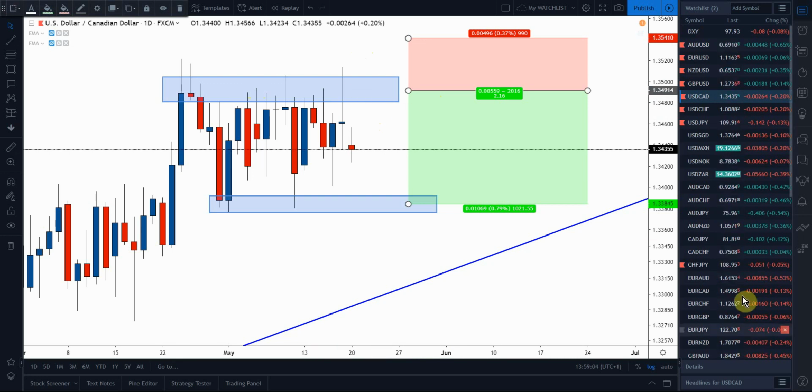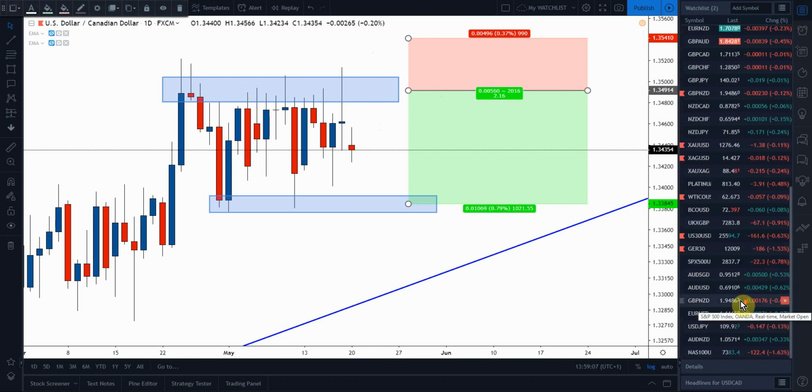I like DAX as well. We posted a chart in the free channel earlier on.